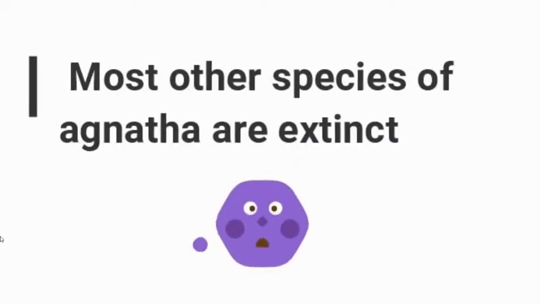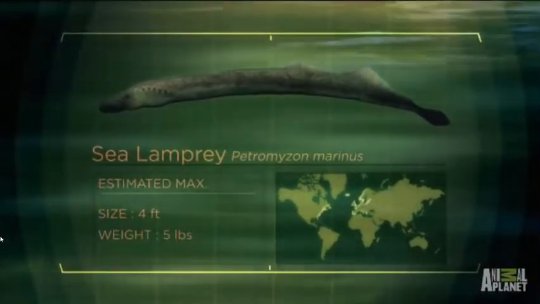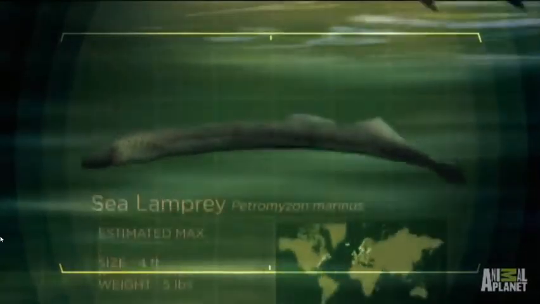Now some examples of Agnatha and where they can be found. There are 2 living groups of Agnatha: the lampreys, class Hyperoartia, and the hagfish, class Myxini. Most other species of Agnatha have gone extinct over time. First, let's take a look at the lamprey.